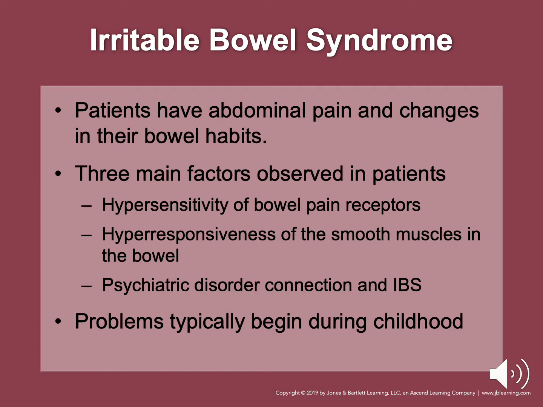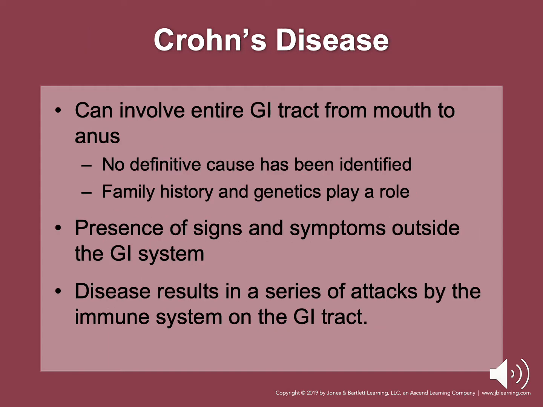All right, Crohn's disease can involve the GI tract from mouth to anus. It's similar to ulcerative colitis, but the part of the GI tract most often affected is the ileum. No definitive cause has been identified. It affects 201 adults per 100,000 population.